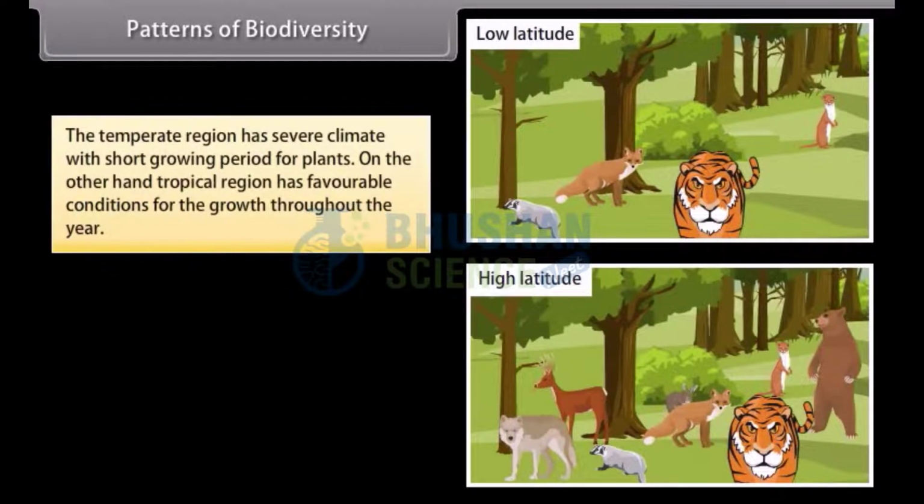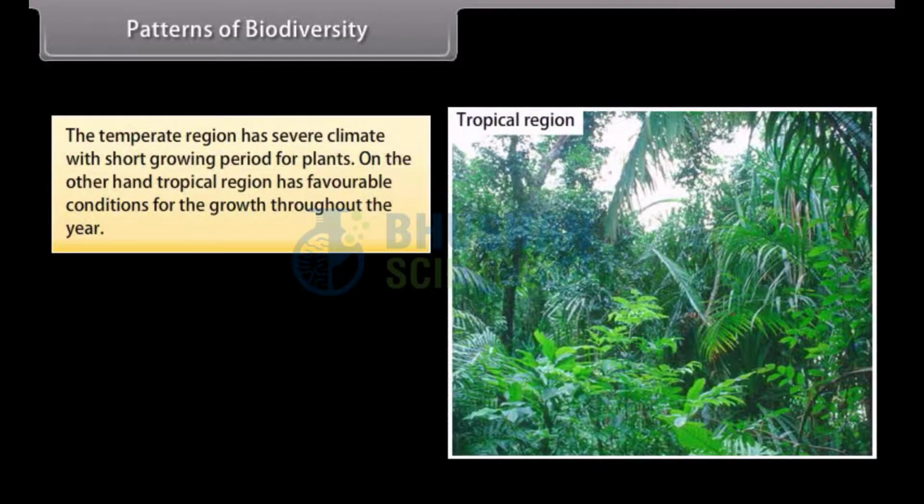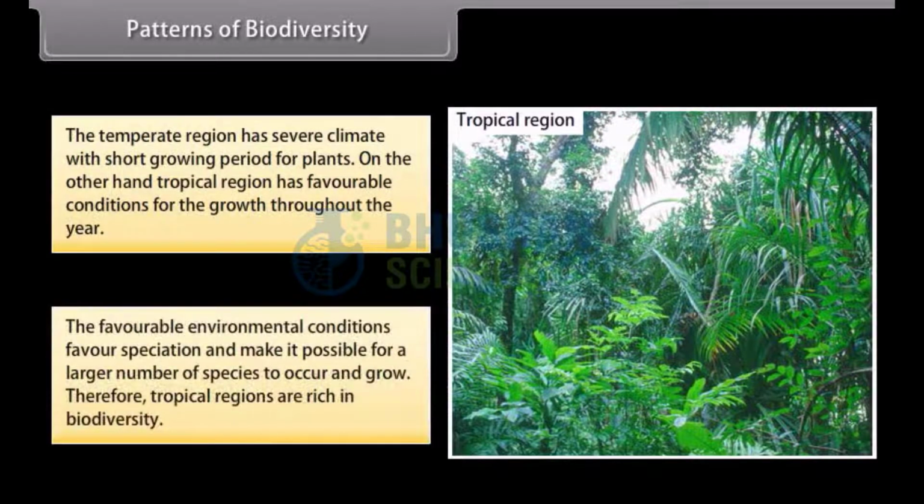The temperate region has severe climate with short growing period for plants. On the other hand, tropical region has favorable conditions for the growth throughout the year. The favorable environmental conditions favor speciation and make it possible for a larger number of species to occur and grow. Therefore, tropical regions are rich in biodiversity.